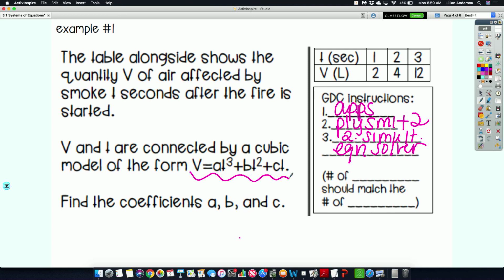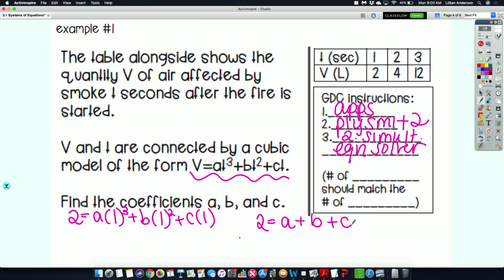So for 1 second, my volume is 2. Then that's going to be A times 1 cubed plus B times 1 squared plus C times 1, which is the same as saying 2 equals, what's 1 cubed? This becomes just an A, because it's 1 times A. What's 1 squared? 1. So that becomes plus B, and what's C times 1? C. So that is one of your equations. That models that first data point.